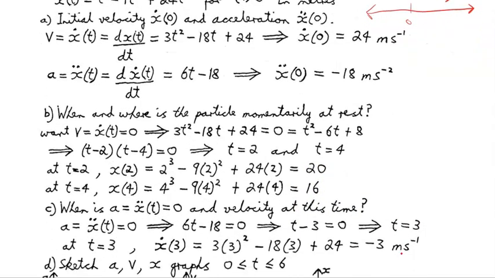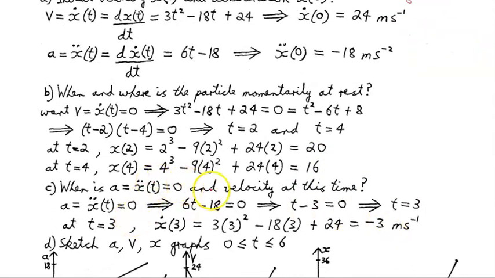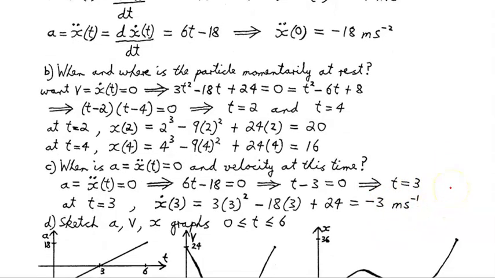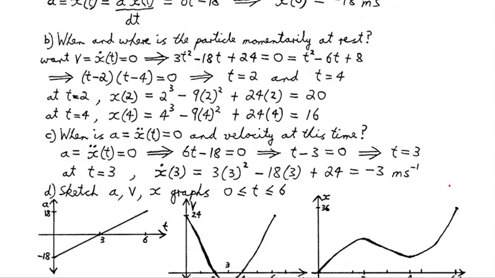All right, next bit. When is the acceleration, x double dot of t, equal to 0, and what is the velocity at this time? Well, the acceleration, x double dot of t set to 0, means we need to set this one here, 6t minus 18, to 0. Solving that, t minus 3 is 0, t equals 3. At t equals 3, its velocity, x dot of 3, we need to substitute into the quadratic. 3 times 3 squared minus 18 times 3 plus 24 is minus 3 meters per second. It's a negative quantity. At t equals 3 seconds, the particle is moving to the left on our coordinate system. That's in the direction towards the origin.